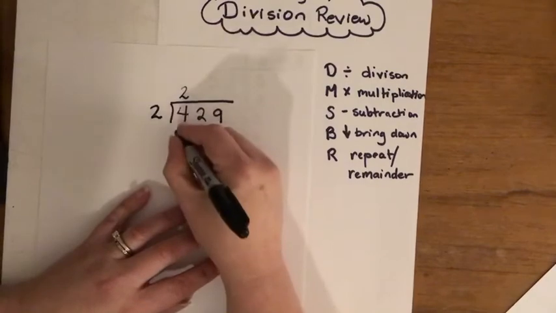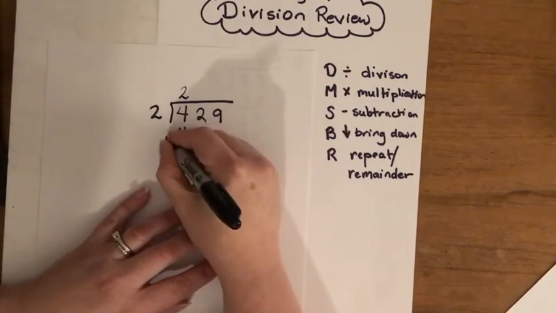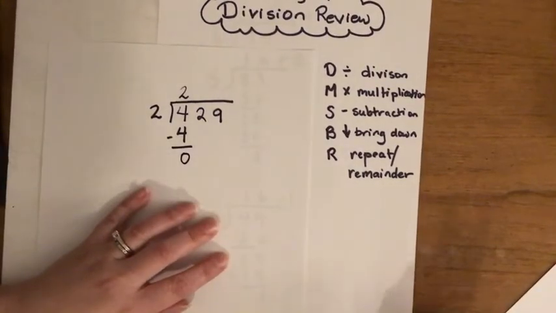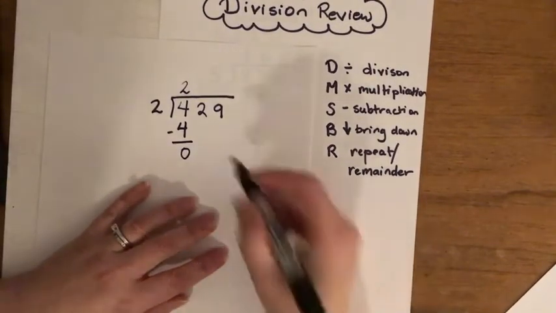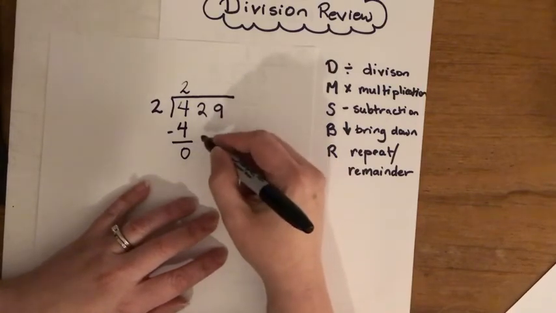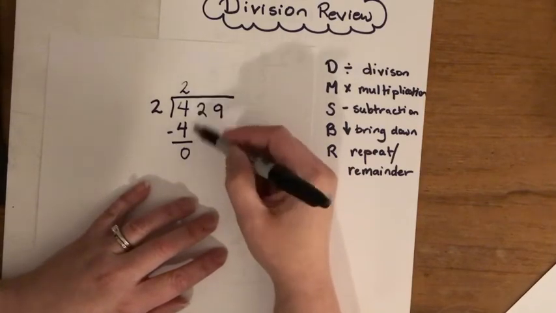2 times 2 is 4. Okay, and then I subtract to see if I have any hundreds left. I don't. Now, this is someplace where you might get confused. You might go, oh, okay, well, I'll bring down 29 right away. Nope. We continue to do these steps, and we do it one place value group at a time.